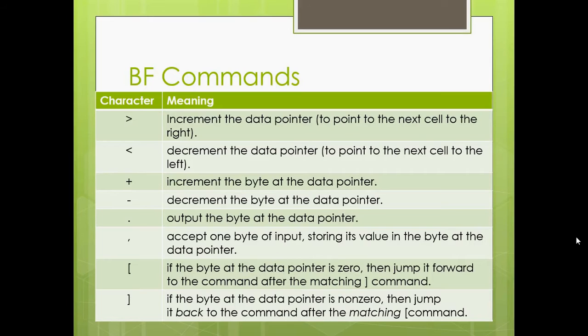We have the full stop or the dot, which gives you the output of the byte or the value that the current cell holds. Then we have the comma, which accepts 1 byte of input and stores its value in the current data pointer. We have the square brackets, which can be used as the jump if statement or as for loops.